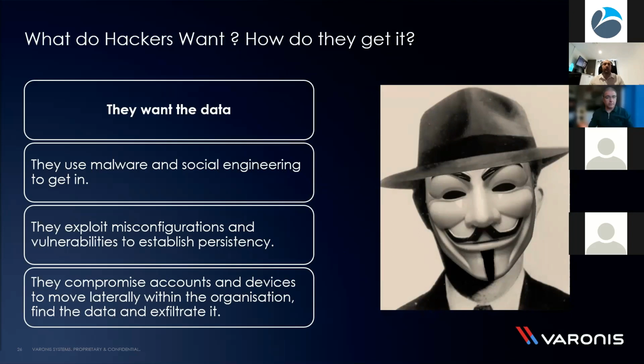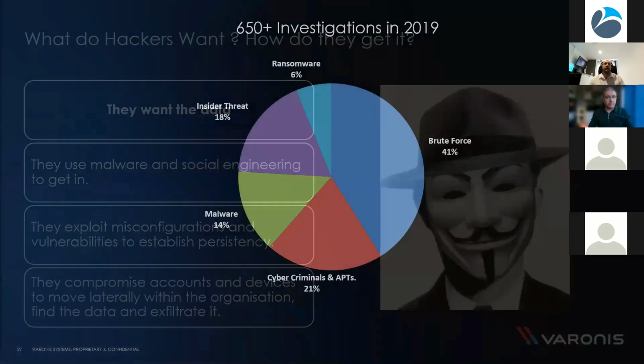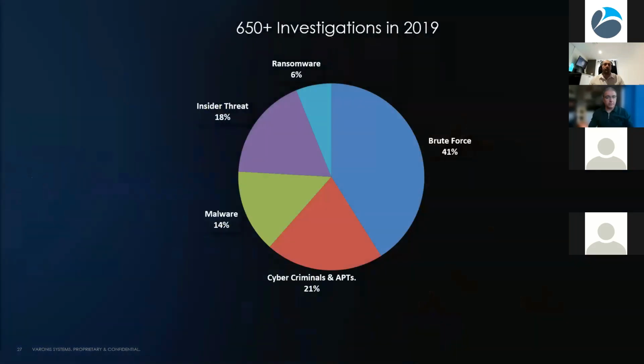Now, we've been looking at this for some time, and we're starting to gather some quite interesting trends. In 2019, we had a relatively small cybersecurity team at Varonis, just 3 people, all based in the US, and they conducted over 650 investigations into our customer base. What they saw was that 41% of those investigations were brute force attacks, essentially. Only 6% were ransomware, 18% were insider threats. So this is essentially the state of play as it was in 2019.